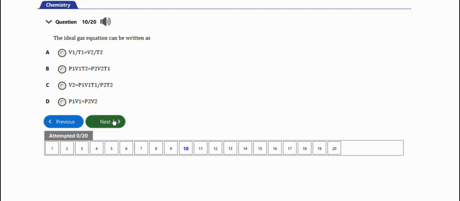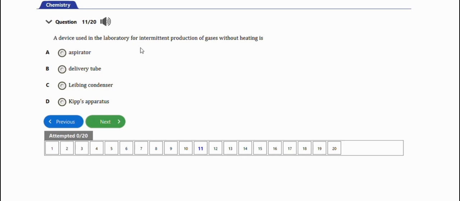The next substitute question will be this one. It says a device used in a laboratory for intermittent production of gases without heating is, we have aspirator, delivering tube, we have Liebig condenser, we have Kipp's apparatus. So the right option is option D, that's Kipp's apparatus.